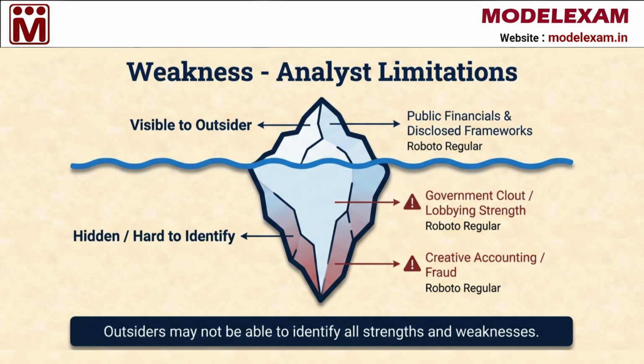You must also be aware of your limitations as an analyst. Think of a company like an iceberg. As an outsider, you can only see what is above the water. This includes public financials and disclosed frameworks. But there is a massive part hidden underwater that is hard to identify. For instance, a company will never tell you about their secret political clout or lobbying strength. Worse, if they are using creative accounting to hide fraud, it is very difficult for an outsider to spot it until it is too late.